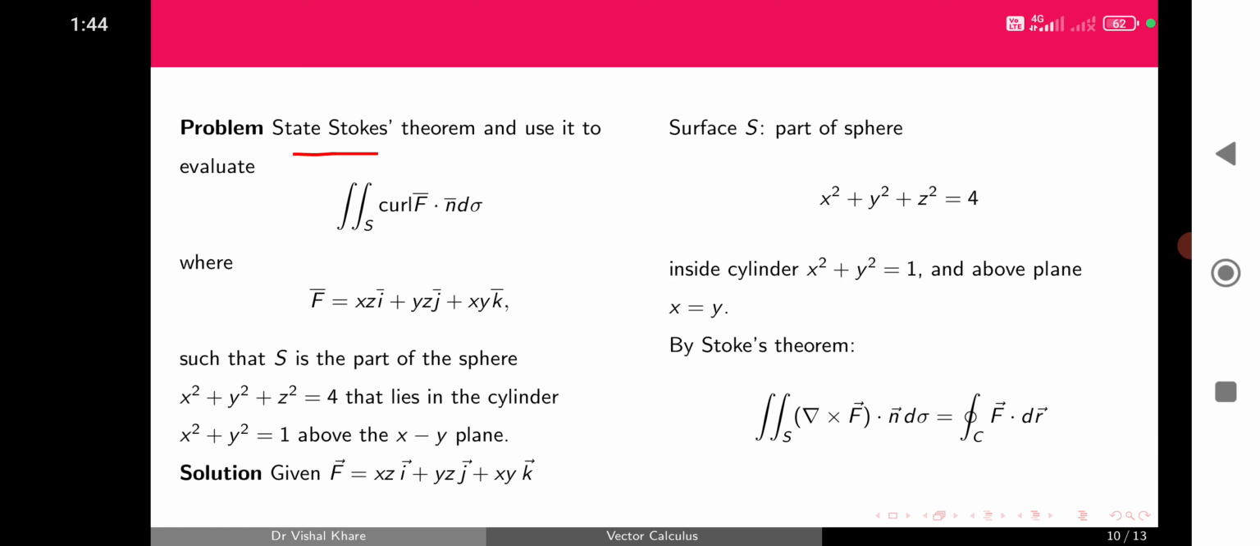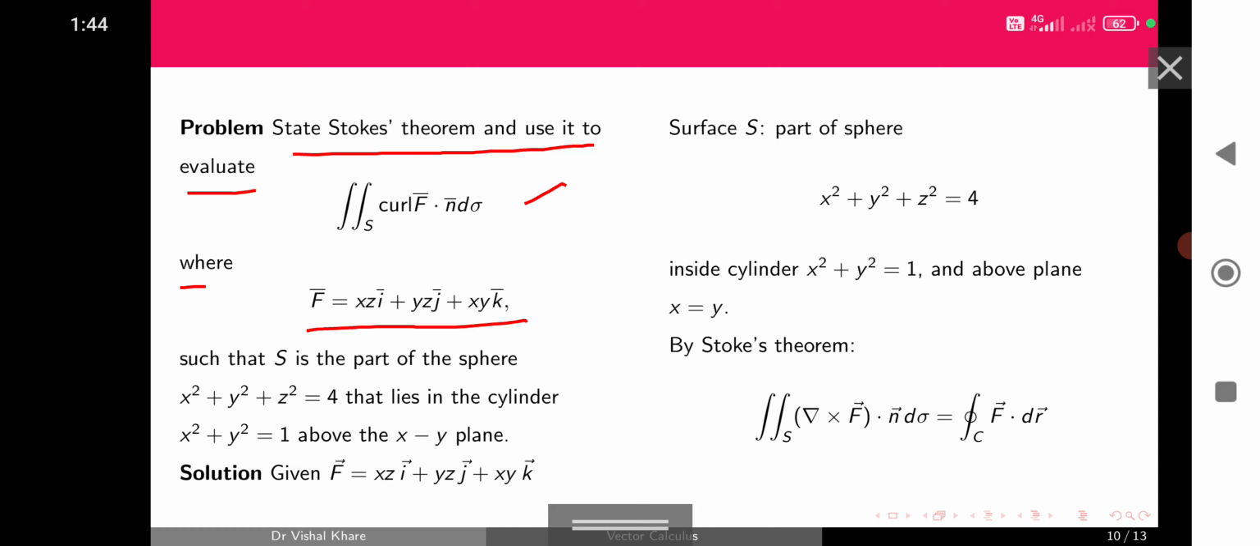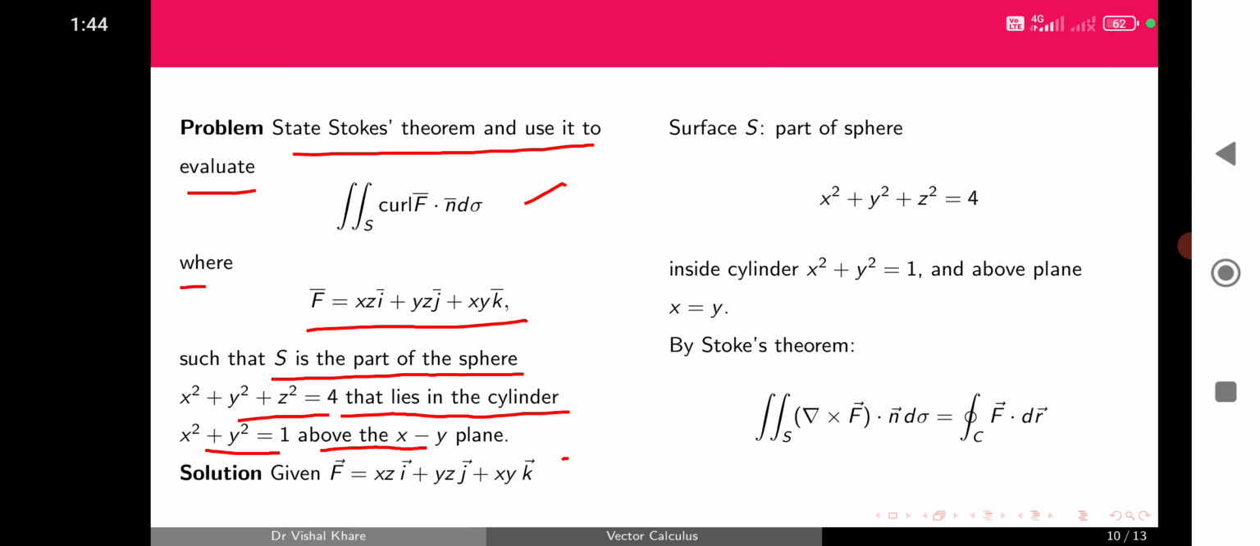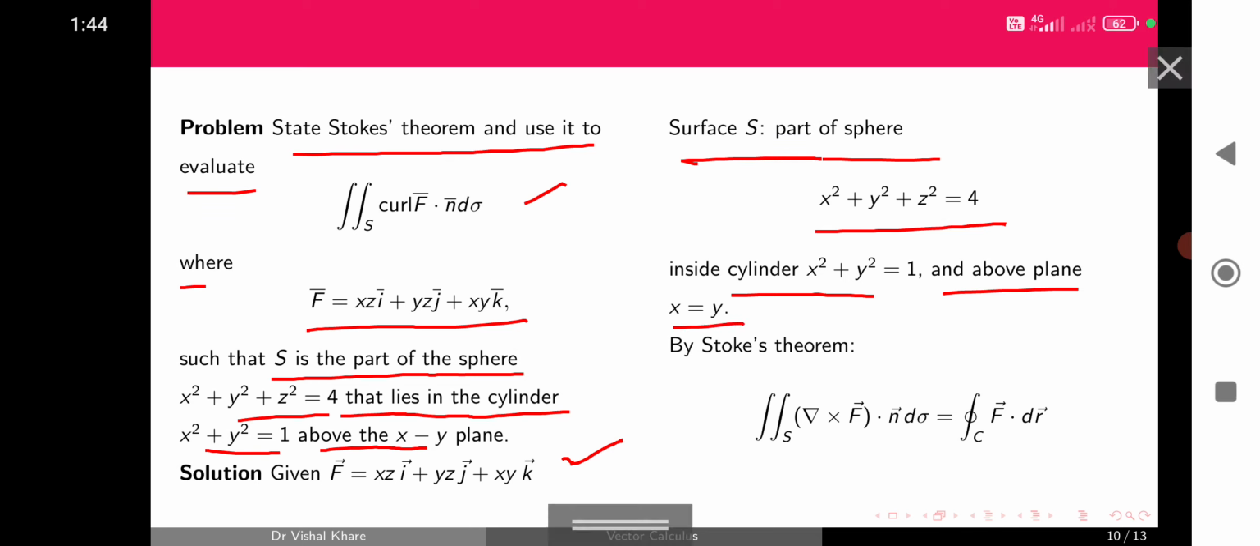Next example, state Stokes' theorem and use it to evaluate the double integral of curl F dot n d sigma, where F is equal to xz i plus yz j plus xy k, such that S is the part of a sphere x squared plus y squared plus z squared equal to 4 that lies inside the cylinder x squared plus y squared equal to 1 and above the plane x equal to y.